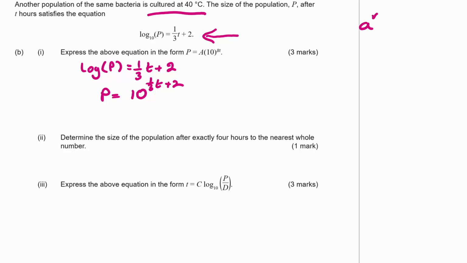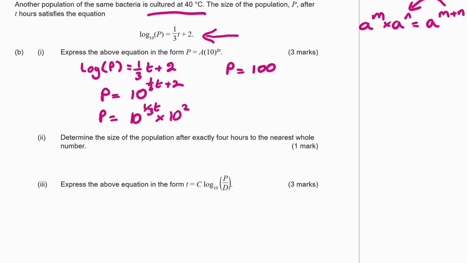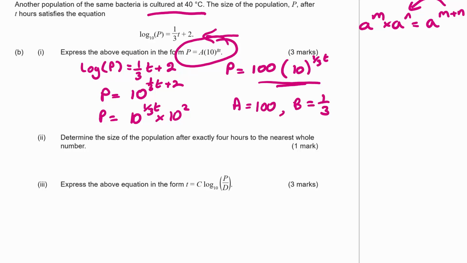Now using my index laws, I know that a to the m times a to the n is a to the m plus n, and I can use it in this direction to write that as 10 to the 1/3 t times 10 squared. So that's going to be 100 times 10 to the 1/3 t. And I believe that that is in the right form, where a is equal to 100 and b is equal to 1/3.